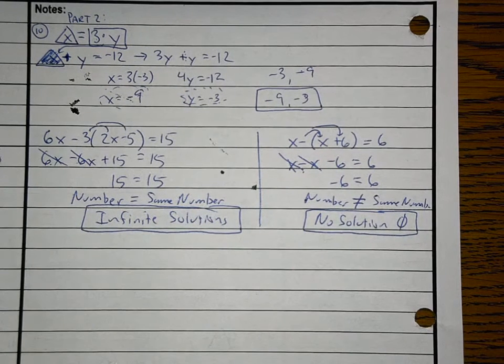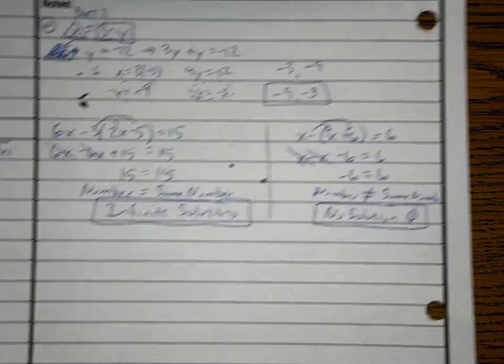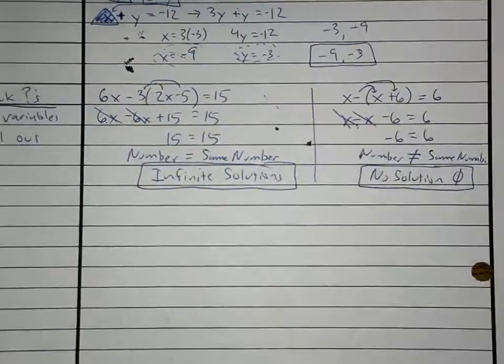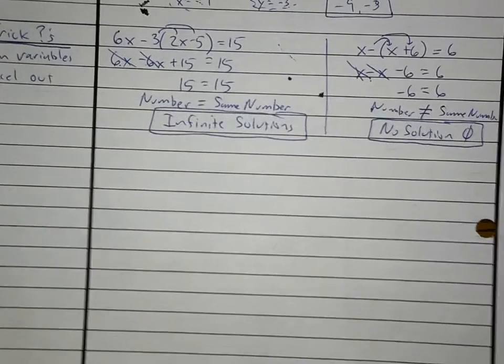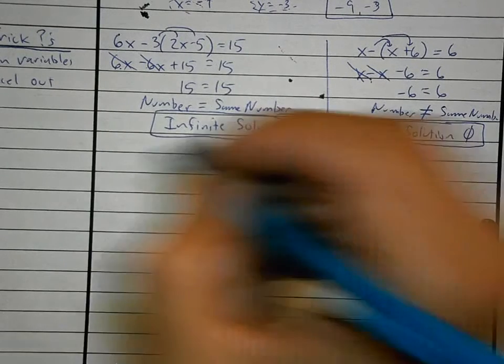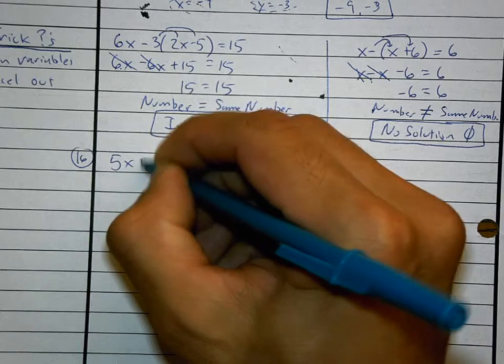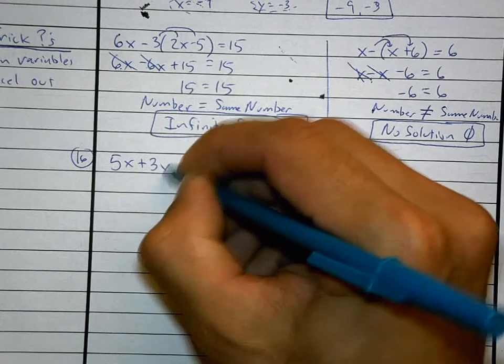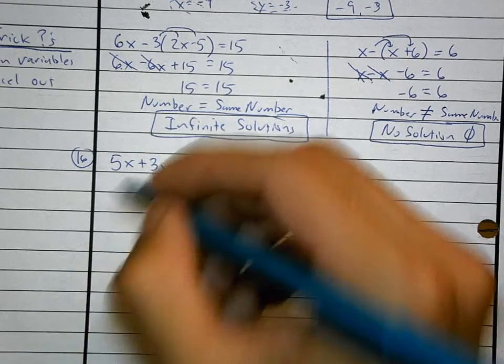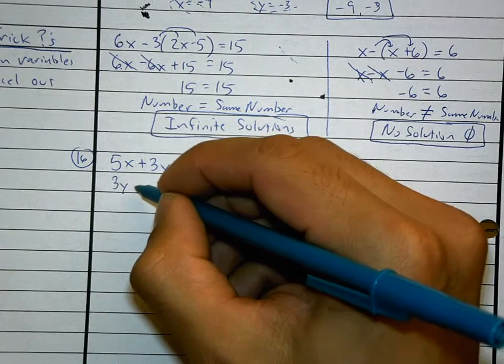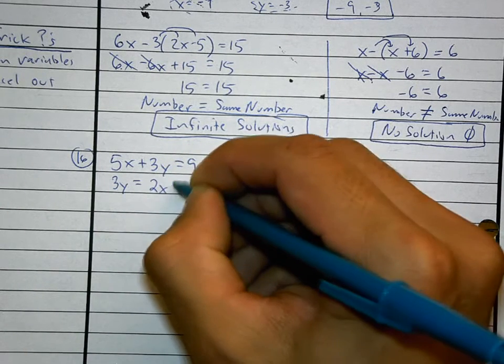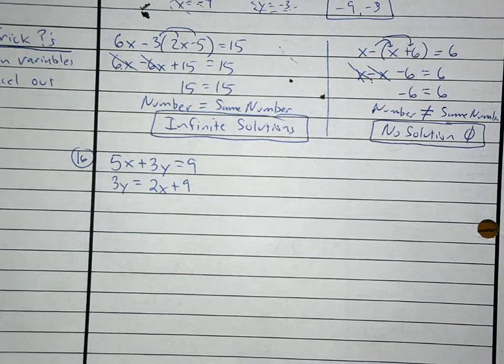Lastly, let me scoot this up. It is possible to have a 0 as a part of your answer. Do not freak out if you get a 0 for part of your answer. 3y equals 2x plus 9. 5x plus 3y equals 9. 3y equals 2x plus 9.